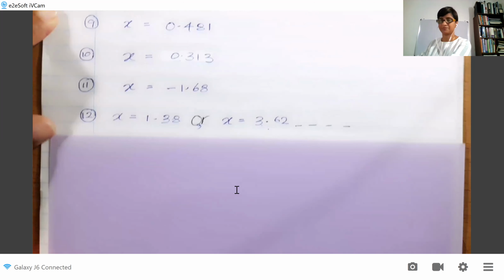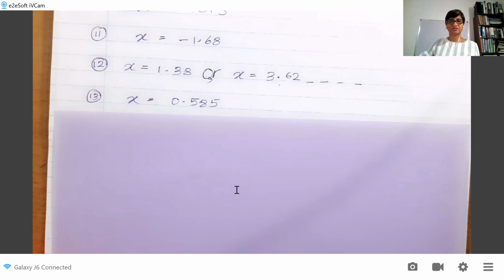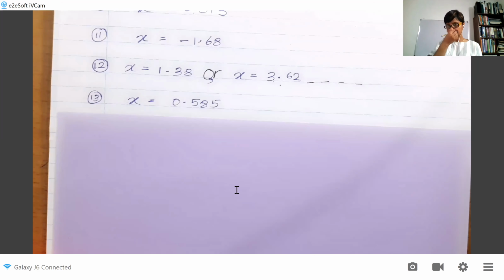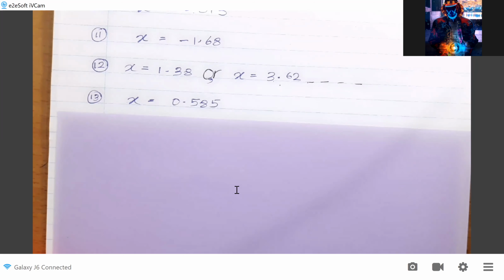Then number 13. X is equal to 0.585. This is right. Is this right? That feedback has to come quick. Yes, miss, it's right. Correct.